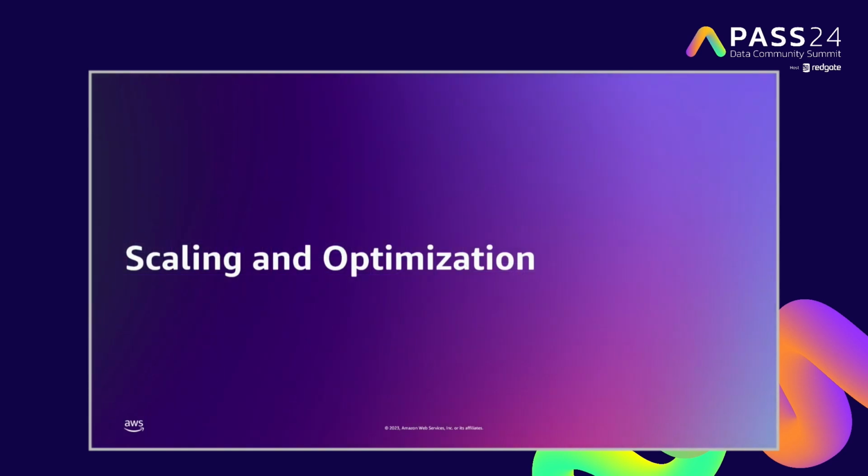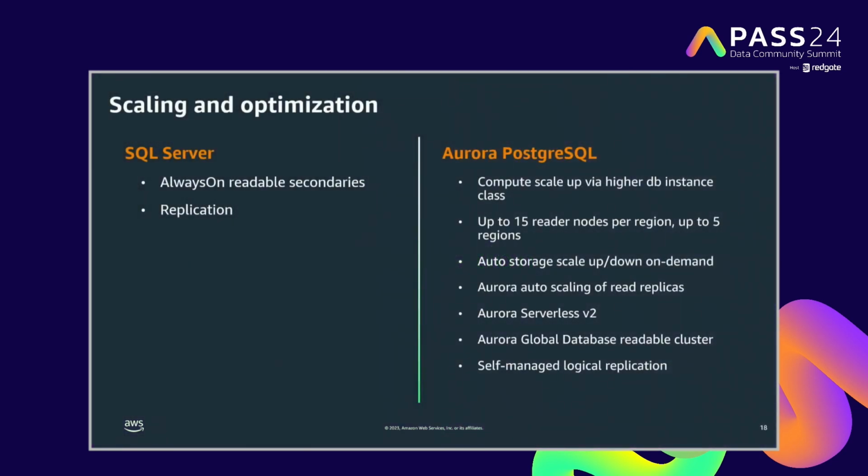Now on scaling and optimization. On SQL Server, you have replication, Always On readable secondaries, right? But on Aurora Postgres, we have more. We have up to 15 read replicas, and as I mentioned, the storage you can scale by upsizing or downsizing based on your demand. You can also configure auto scaling for read replicas, because here you can have up to 15 read replicas, right?